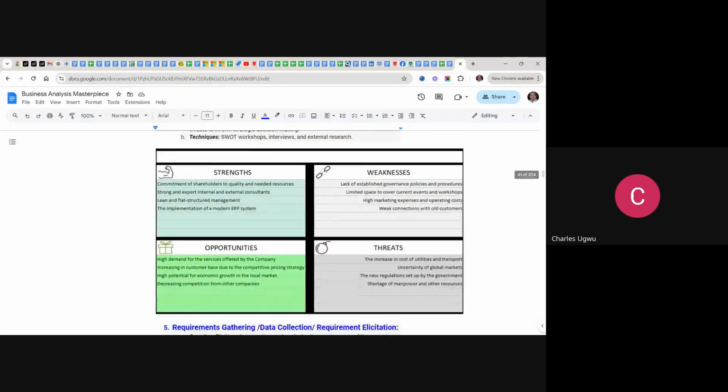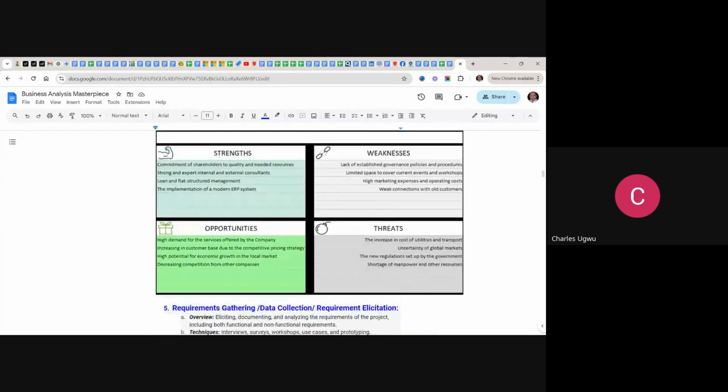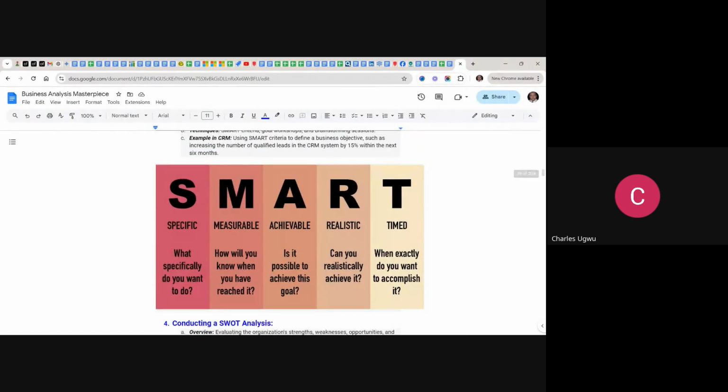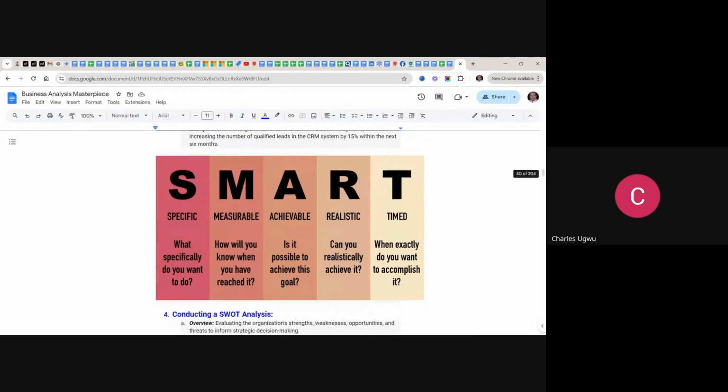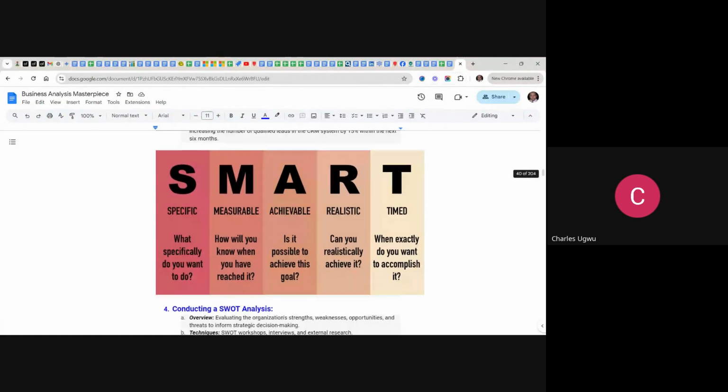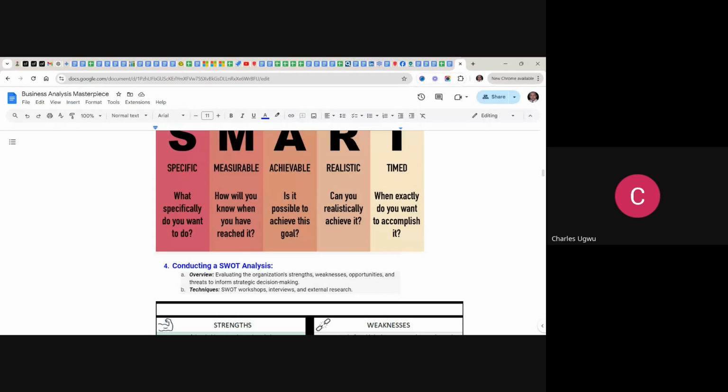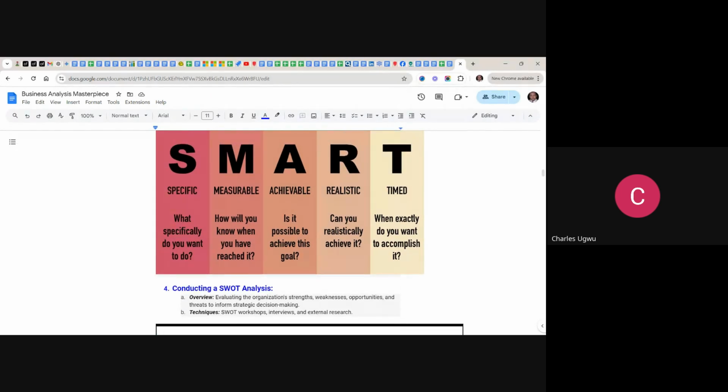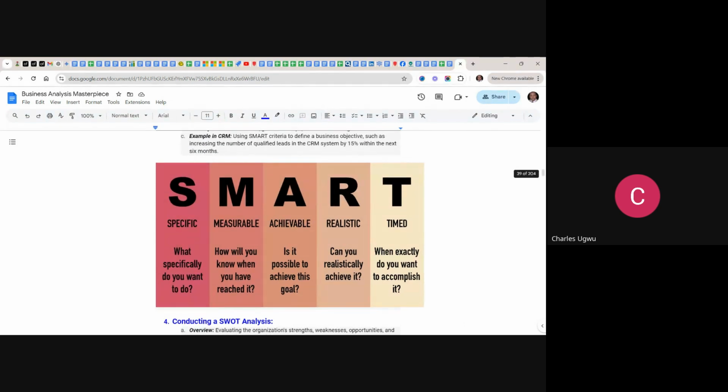But we cannot capture SWOT analysis tonight because of time, because we have a lot to do with SWOT analysis. But once we understand this very well, it's going to be very easy for you to engage your stakeholders, because we are engaging them to understand their objectives. So the question you are going to ask them using this SMART will help you.